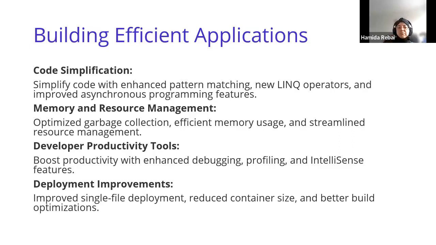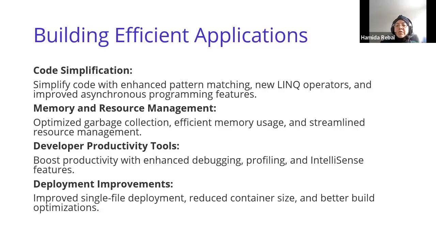Now we talk about performance. We need to specify more about memory and resource management, because efficient memory and resource management are crucial for high performance applications. And .NET 8 includes an optimized garbage collector. We already mentioned that in the highlights of different features: better memory usage and streamlined resource management practices. And these improvements ensure that your applications are not only fast, but also light on system resources.